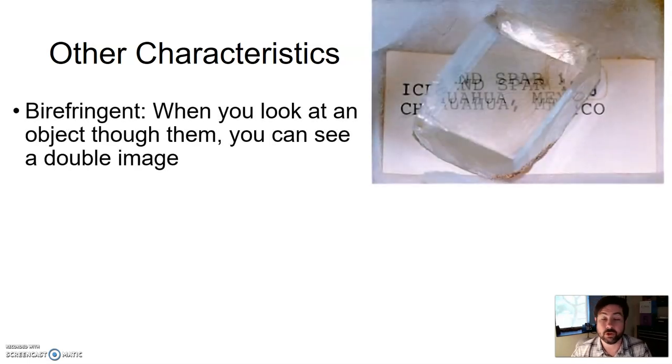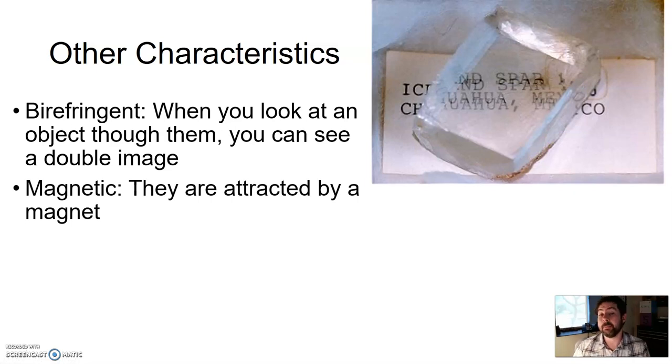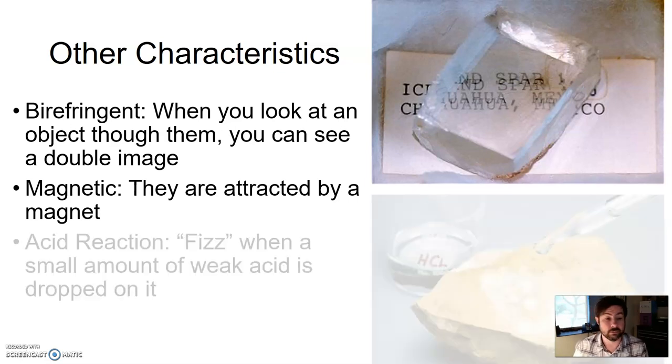One of them is something called birefringence. When you look at an object through certain minerals that are birefringent, you can see a double image. So this is the mineral calcite, and you put it on, for instance, this piece of paper with some writing on it, and it looks like you have double vision. So that's what being birefringent means. Some minerals are magnetic. They're attracted to a magnet, maybe weakly, maybe very strongly. But not all minerals are, but some are.